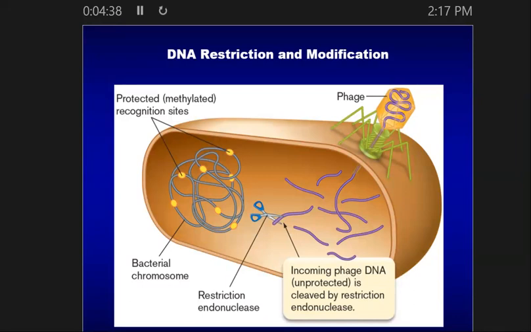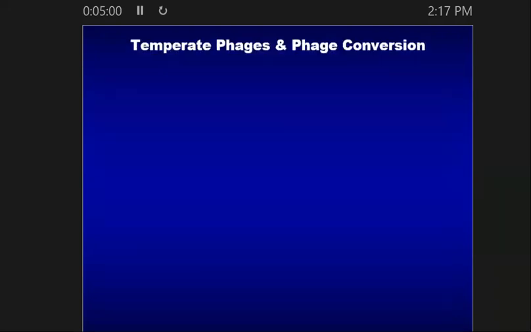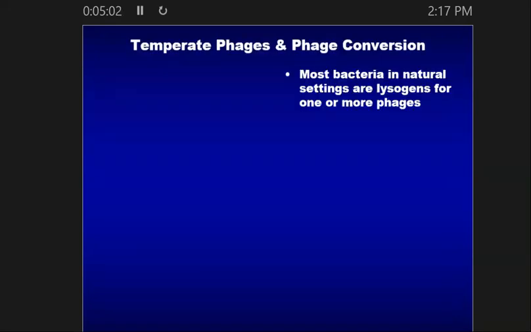So here they're trying to show the scissors cutting up the incoming DNA. That's representing the restriction endonucleases. Sometimes the bacteria will adapt by methylating their DNA to try to protect their own DNA from breaking apart during this process. So it's like their immune system. It's like they have an immune system that can help them with this.